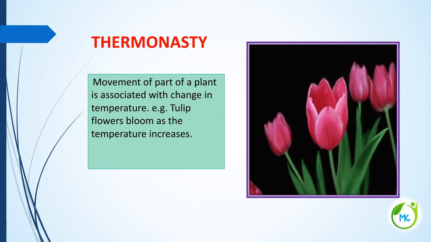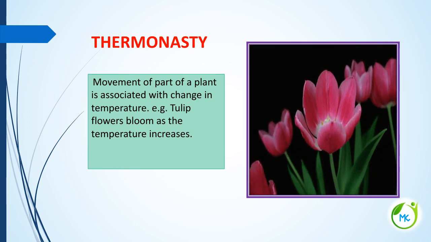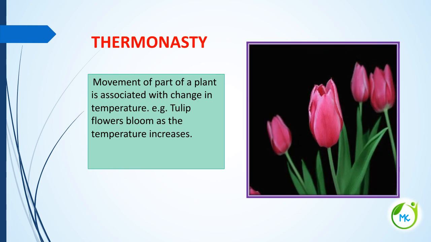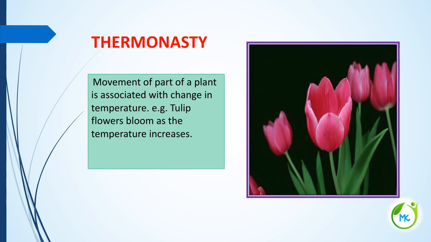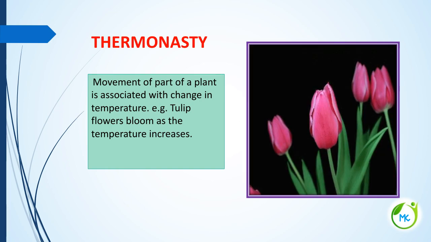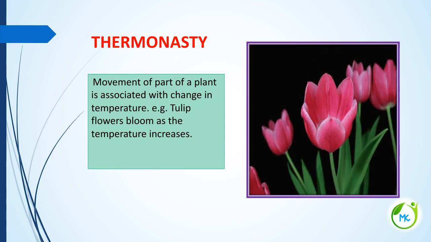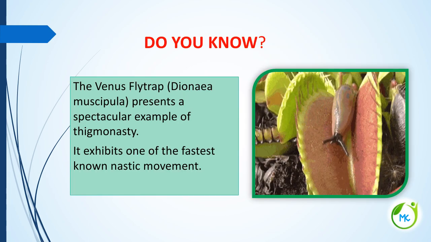So we have seen three different kinds of Nastic movements: photonasty, Thigmonasty and Thermonasty. So we have seen very clearly about the Tropic movement and its types and Nastic movements and its types. Let's have a look into the do you know.